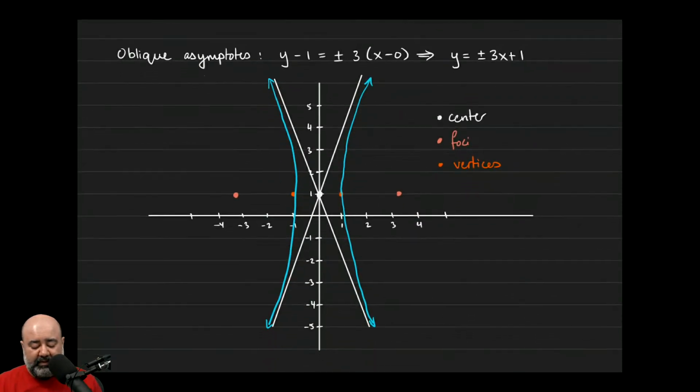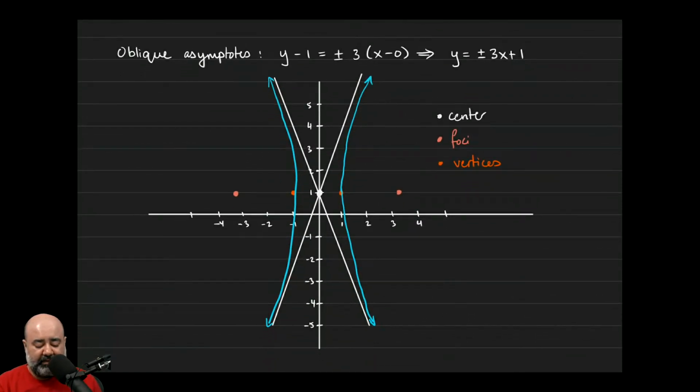Now, once we have all this information, we can find the oblique asymptotes before we start graphing. And the oblique asymptotes are quite simple. y minus k, so y minus 1, equals plus or minus, because this is a horizontal transverse axis, b over a times the quantity x minus h, where h is 0. So this gives us 3 times x, which is 3x. The negative 1 can be moved over to the other side and we get plus or minus 3x plus 1.